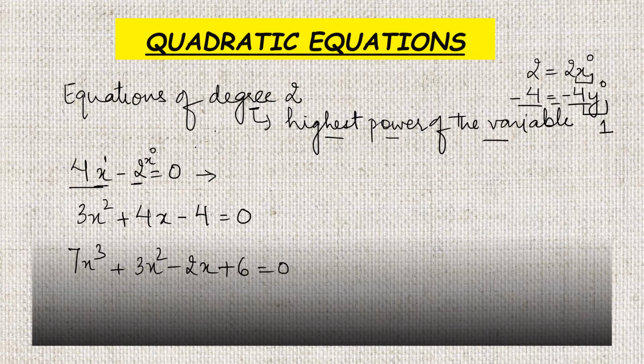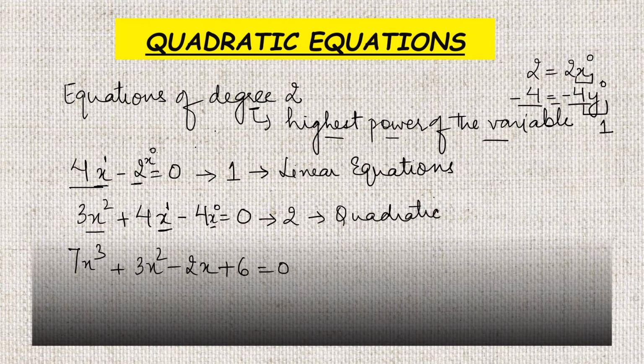So what is the degree of this equation? 1. And equations of degree 1 are called linear equations. You have already studied it in the lower classes. Next one, what is the degree of this equation? Here the power of x is 2, here the power of x is 1, here the power of x is 0. So the degree is 2 and this is the quadratic equation.